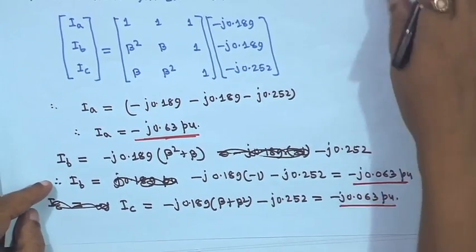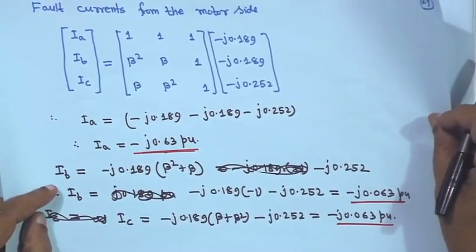From this example, we have seen how to connect positive, negative and zero sequence networks, and to find out the fault current from the generator side as well as from the motor side.